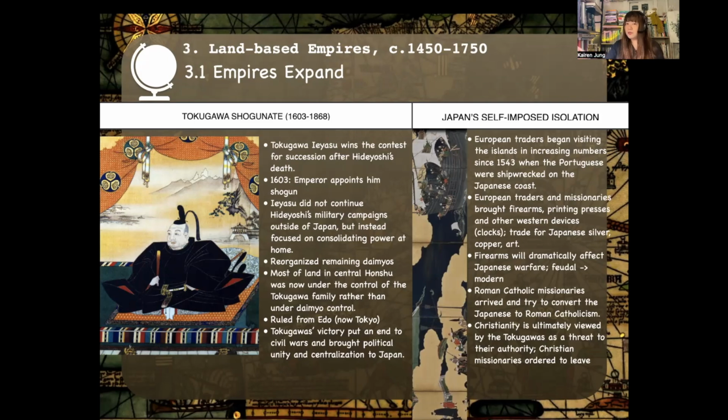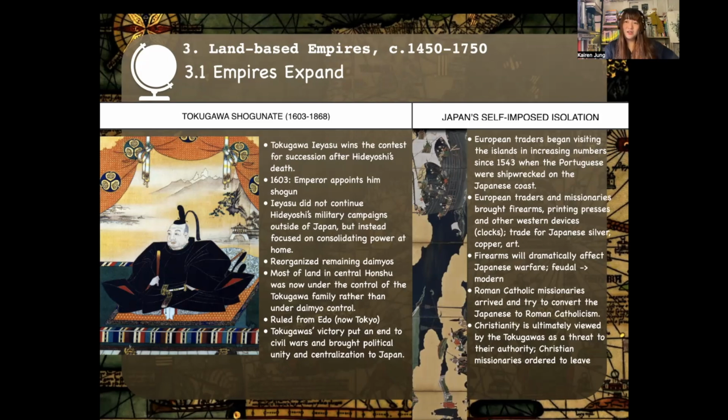European traders did begin visiting the islands in increasing numbers since 1543, when the Portuguese were shipwrecked on the Japanese coast, and there was a lot of trade that did happen. But when Roman Catholic missionaries tried to convert the Japanese to Roman Catholicism, the Tokugawas thought that Christianity was a threat to their authority, again because it's too equalizing, and that threatens the existing authority.